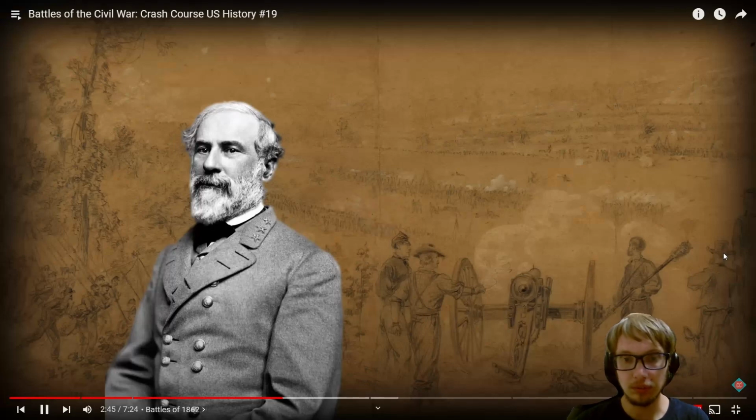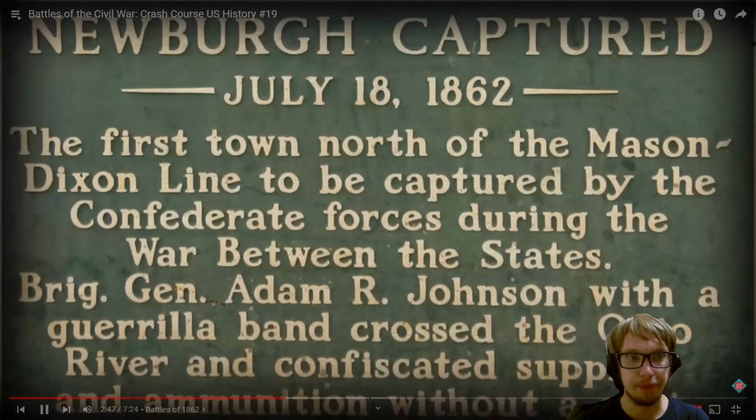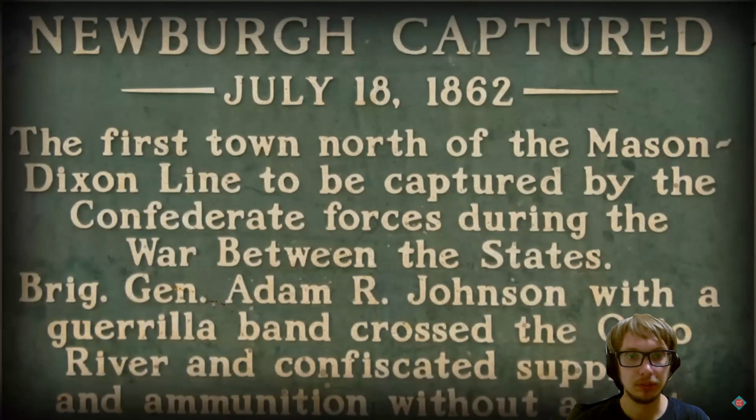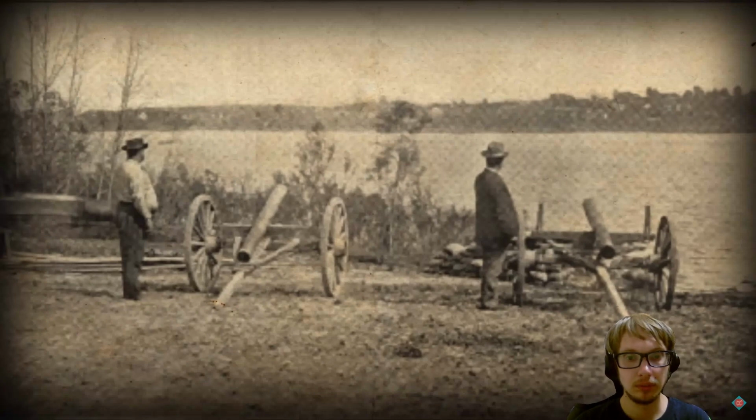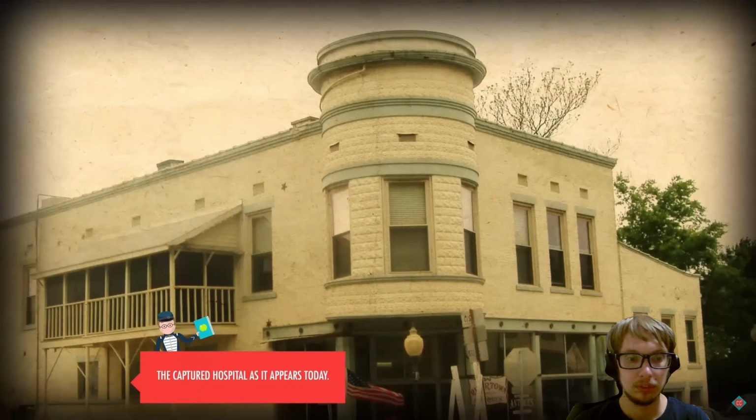In July 1862, one of the least consequential battles of the war took place in Stan's hometown of Newburgh, Indiana. A force of 35 Confederate irregulars built some fake cannons out of stovepipes that they called Quaker guns, crossed the Ohio River, captured some weapons and a hospital full of wounded Union soldiers, and then abandoned the town later that same day.